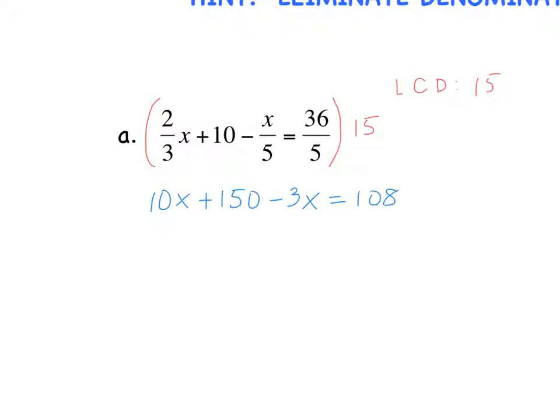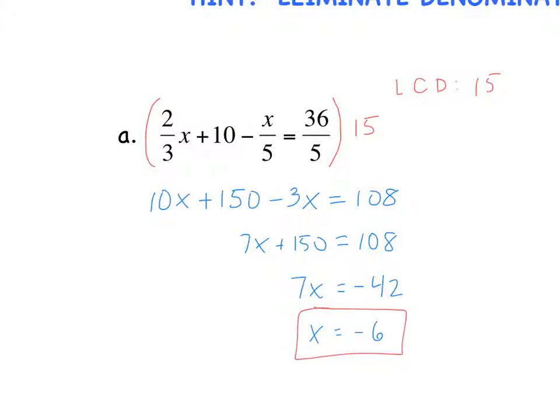Now it's a much cleaner equation. You guys are very comfortable with these types of equations. Let's solve the rest of this pretty quickly. Gathering the like terms on the left side, 10x and negative 3x gives us 7x plus 150 equals 108. Subtracting 150 from both sides, 7x is equal to negative 42. Then dividing by 7, we get x to be negative 6. Okay?